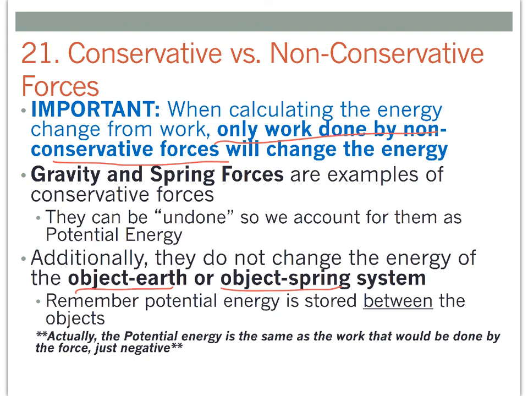So the big idea here is that gravity and spring forces, we don't think about the work done by them, we think about the potential energy stored by them. And it's no coincidence that we happen to have a gravitational potential energy and a spring potential energy. So we're not going to think about the work done by them because they are conservative forces. One little tidbit here that you don't need to know for this class but might be of interest. The potential energy of an object or of a system is the same as the work done by that force, just negative. So it's the opposite sign of the work done by that force. And we saw that in the last example.